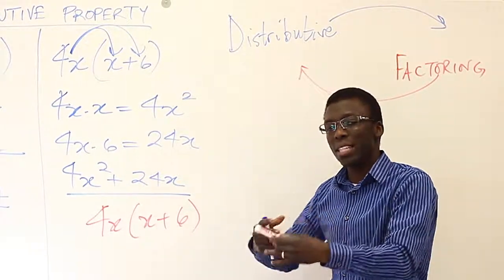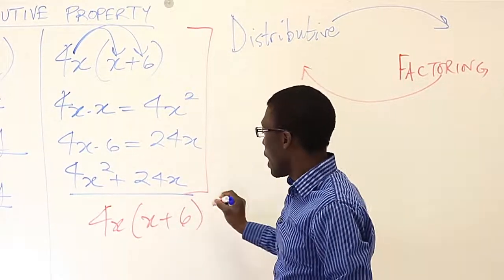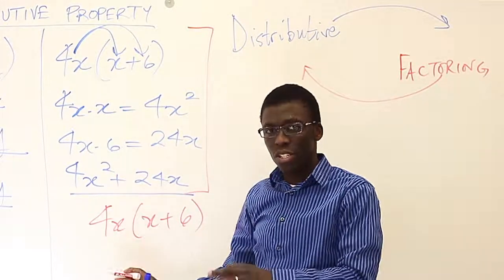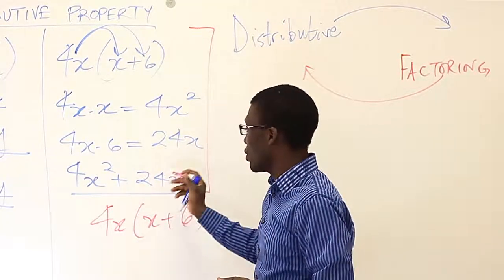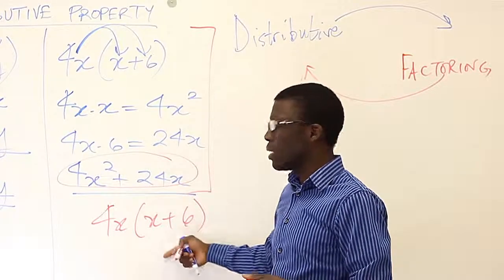So you need to understand what they're asking you to do. This is distribution that just happened, and from here to there is factoring. So it's important to know when to finish and say, well, I'm done distributing, or if they tell you to factor it, then you bring it back.